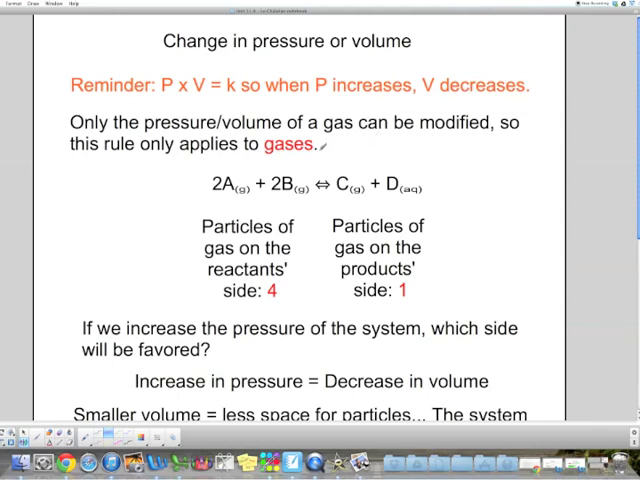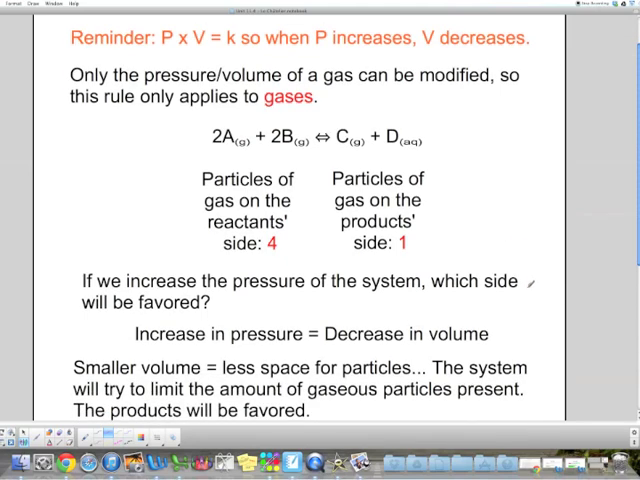So I'm going to give you an example here. First thing you need to look at, because we're only talking about gases, is how many particles of gas you have on each side. So I have 2 and 2 in total. On the reactant side, I have 4 particles of gas. On the product side, I have 1 particle of gas and 1 aqueous, so my total gaseous particles is 1. So what if we increase the pressure of the system? Which side would be favored? In other words, what am I making more of? Is it AB or is it CD?